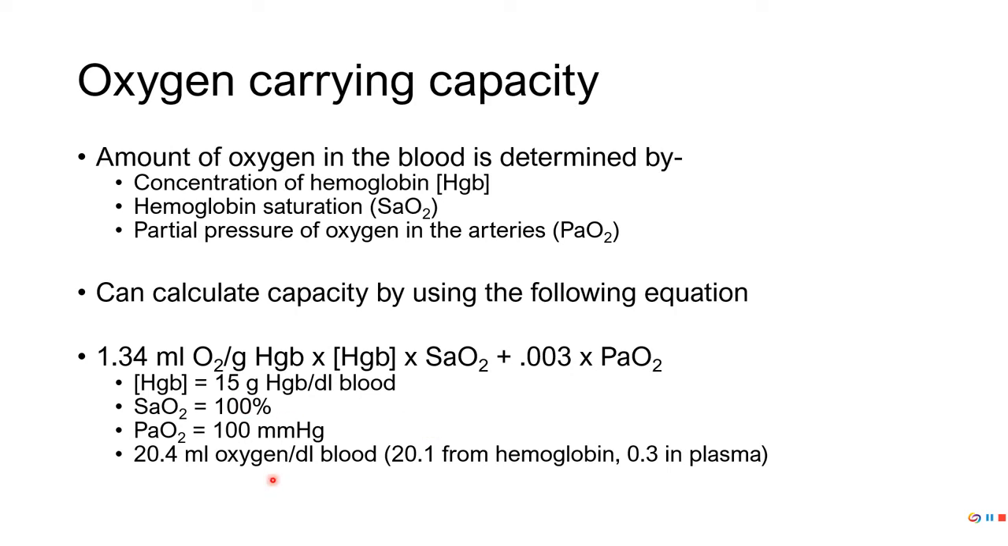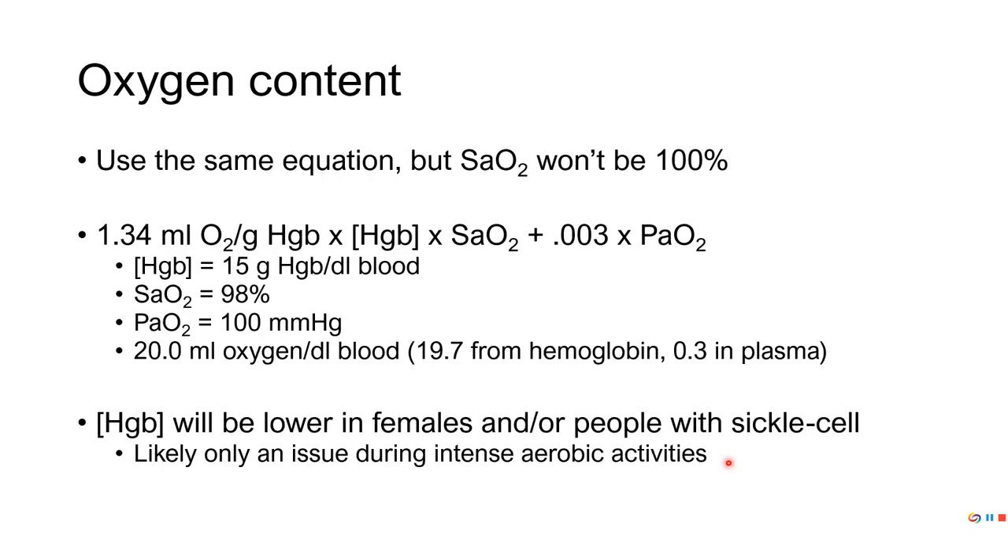So there's going to be a difference between capacity and actual content. In this case, we can carry 20.1 milliliters of oxygen per deciliter of blood on hemoglobin, and then it's 0.3 of a milliliter of oxygen per deciliter of blood in the plasma. Now, when it comes to content, it's the exact same thing, but instead of using 100% for saturation, we use whatever the actual saturation is. And so let's just say it's 98, which is a typical, normal, actual value.